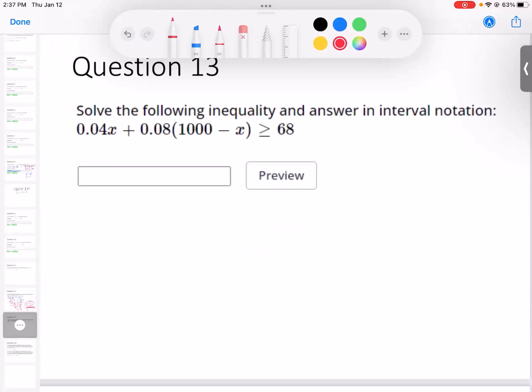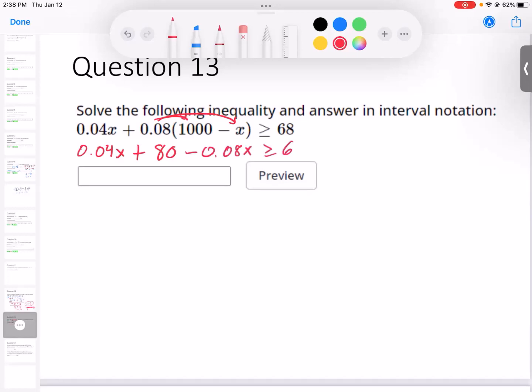Oh, question 13 involves decimals, so maybe I'll go over that one. So if I wanted to solve this one, the first thing I would do is get rid of my parentheses by distributing the 0.8 to both terms. So that would give me 0.04x plus 0.08 times 1,000, I think would be 80. Because 8 times 1,000 would be 8,000, but then you'd move the decimal over twice. I think that's right. And then you'd have minus 0.08x is greater than or equal to 68.